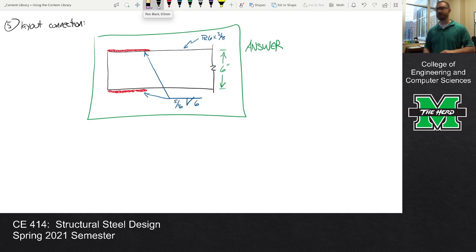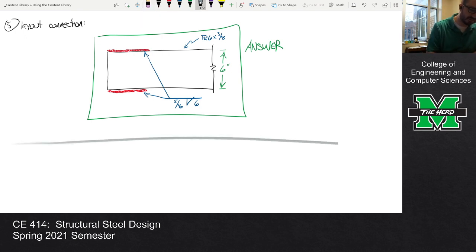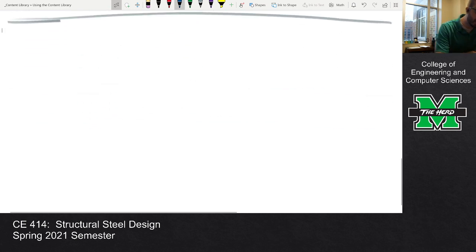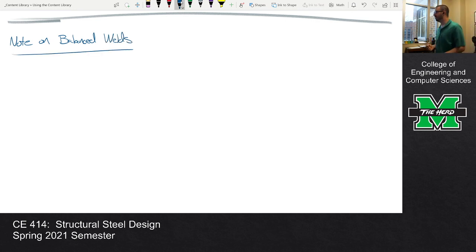All right, I just want to show you something so that you're aware of this maybe in the future. You can find this a lot in bridge engineering land. You can find it a lot in practice with fatigue. But I want to do a note on balanced welds. And so let me explain what a balanced weld is.